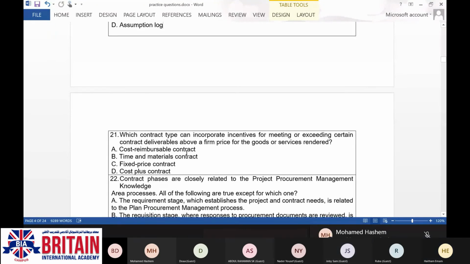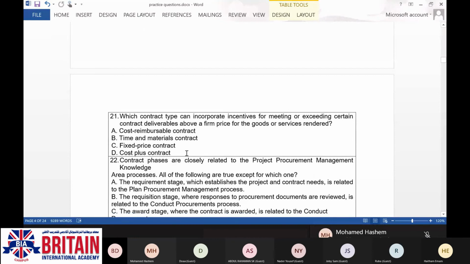Dua. Okay, Haitham. Which contract type can incorporate incentives for meeting or exceeding certain contract levels? I'm not sure if I understood the question. One second. Which contract type can incorporate incentives for meeting or exceeding certain contract levels, with a fair price for the goods or service returned?